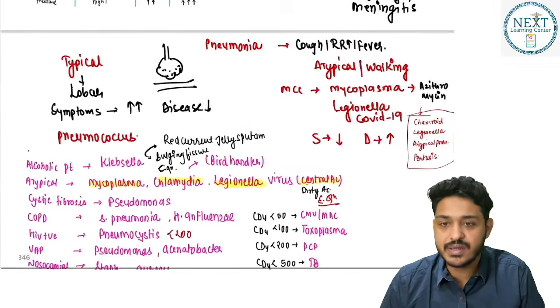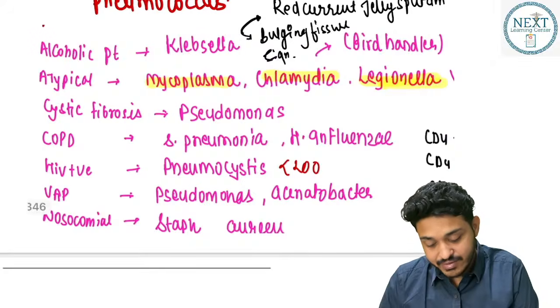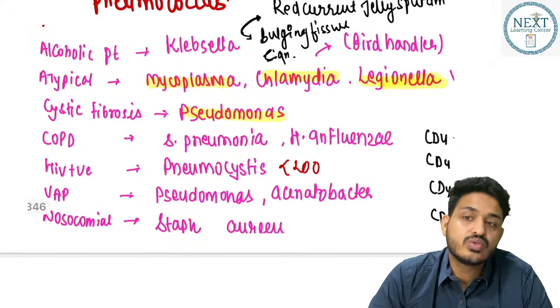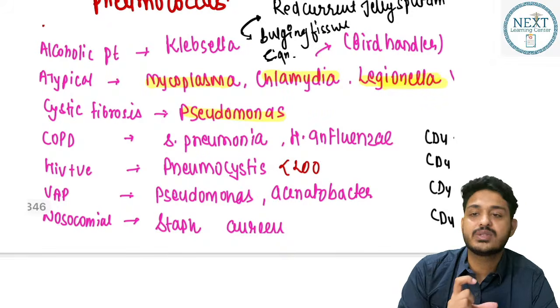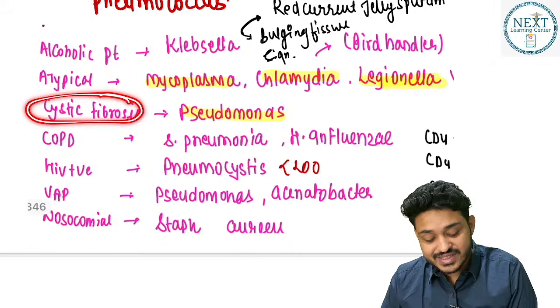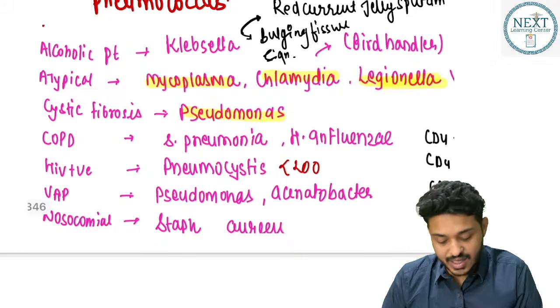All right, the next thing: if a patient is having cystic fibrosis, the most common cause is going to be Pseudomonas. These keywords that I am telling you, remember them, they come in the exam. If the patient has cystic fibrosis, you need to mark the answer Pseudomonas. The most common cause is Pseudomonas, right?